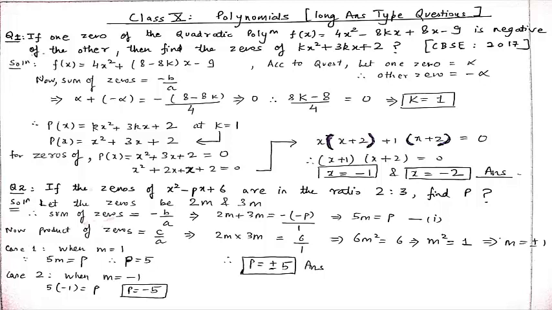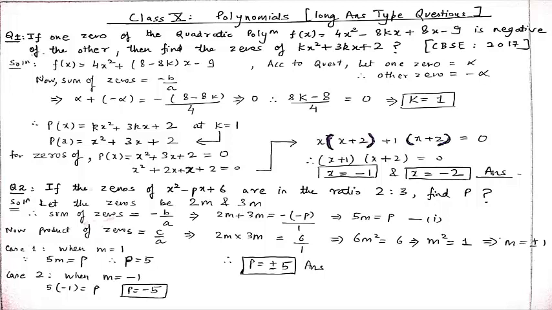Now our second question is: if the zeros of x square minus px plus 6 are in the ratio 2:3, then find the value of p. Since in this question the zeros are in a ratio, let the two zeros be 2m and 3m. As we know, the sum of zeros equal to minus b upon a, therefore 2m plus 3m equal to minus of minus p upon 1. Therefore 5m equal to p. So this is our equation I.